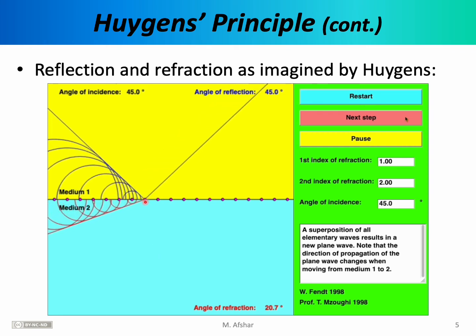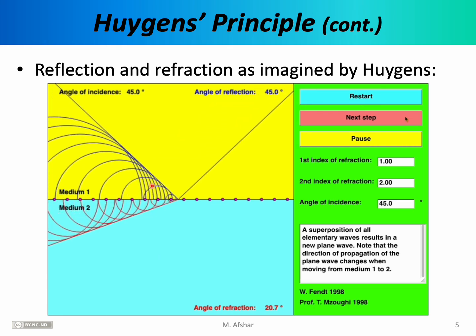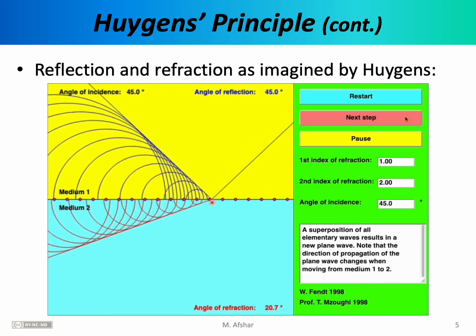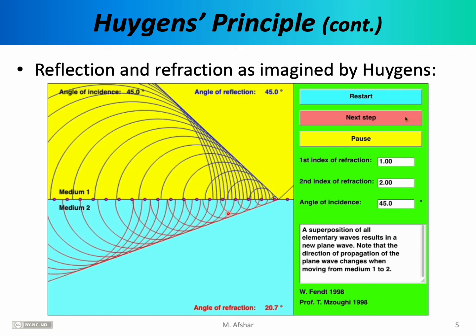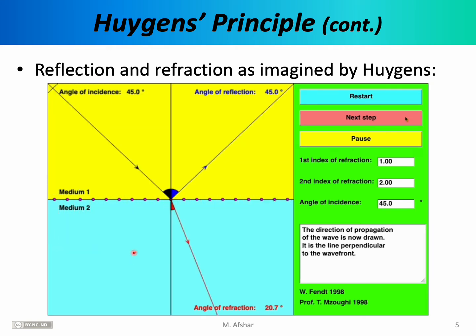If we look at the superposition of many of these circular waves, we see that they form a coherent wavefront in medium 1 and a different one in medium 2. We can now draw a ray. Remember that the ray is always perpendicular to the wavefront. The ray basically indicates the direction in which energy must be traveling.